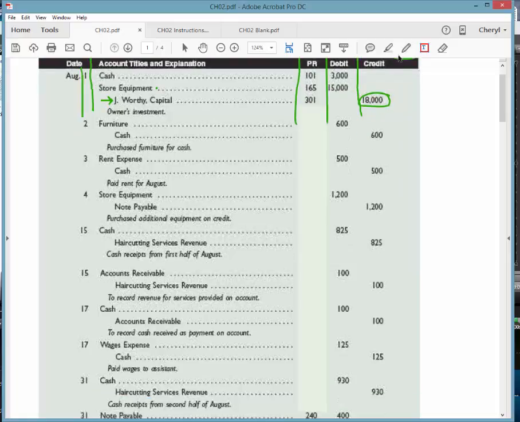Rent expense is a debit, cash is a credit. And notice everything lines up as well. I know my line's not real straight, but keep all your credits lined up. It becomes very tiring on the eyes to bounce back and forth, especially if you've started a credit, instead of notes payable starting right here, if you started it right here.